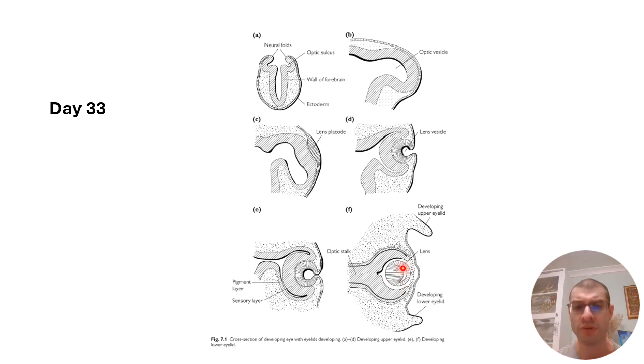Okay, so the origin of the lens and the corneal epithelium here is surface ectoderm, not neuroectoderm, which is this bit here. Okay, all of this stuff here is neuroectoderm with the surface ectoderm covering the whole embryo. Now, this happens at day 33, so you need to remember that day. Day 33.